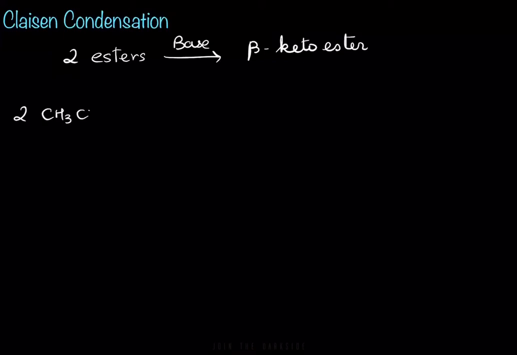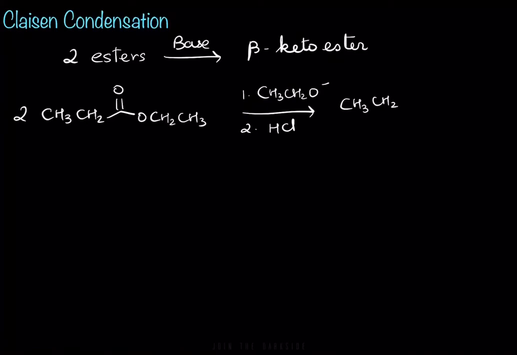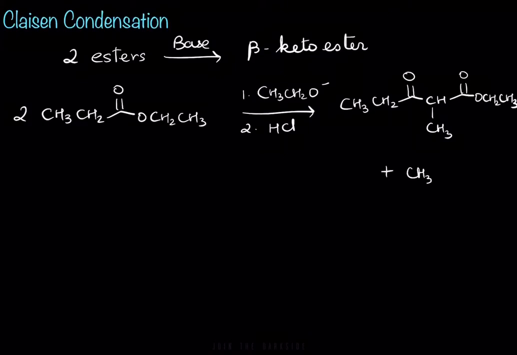So let's write down the equation. So here is an ester that reacts with a base, followed by reaction with acid, and it's going to form the beta keto ester, with alcohol.